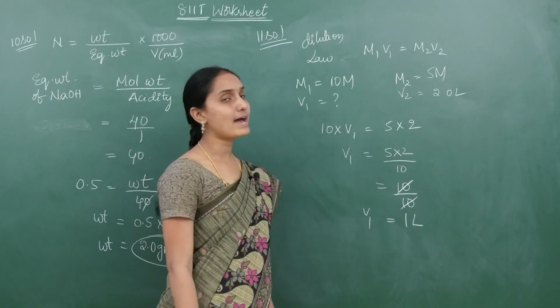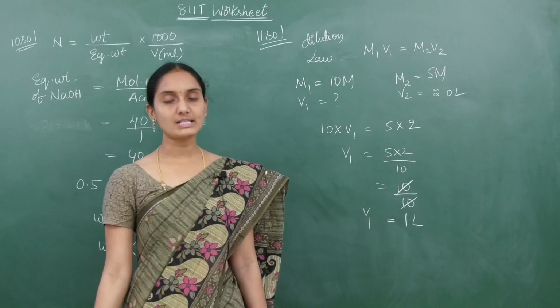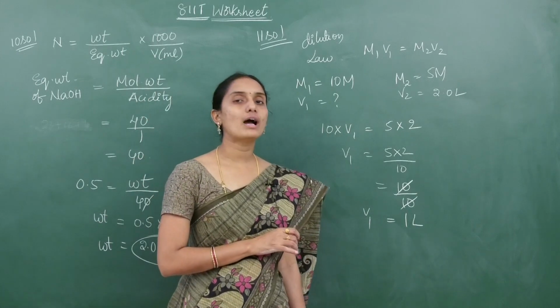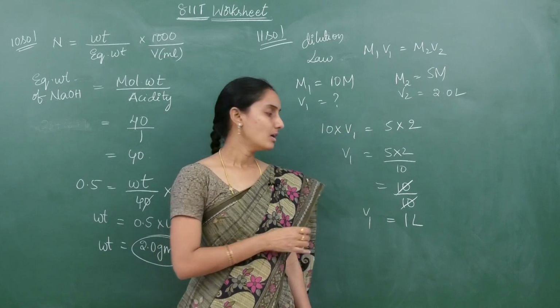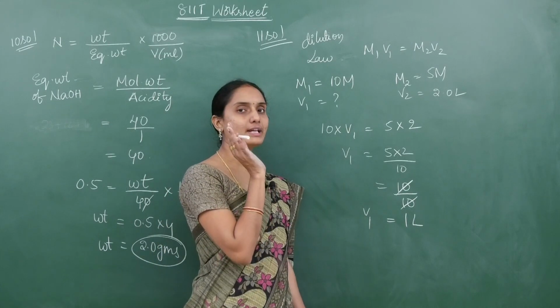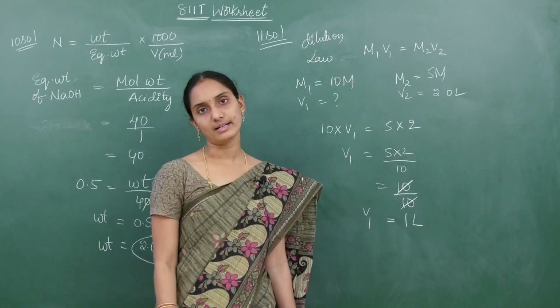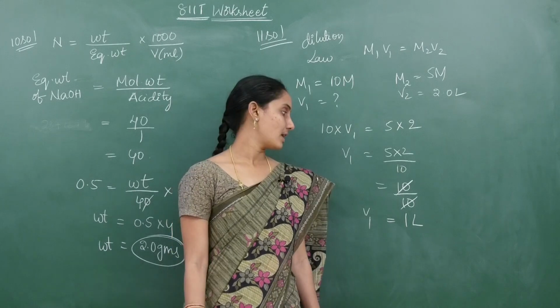So this question may be asked in another way also. If the same question is asked, how much amount of water is added in this, then what you have to do is, 1 liter is the initial volume, final volume is 2 liters. How much amount of water is added? 1 liter water is added. So that can also be asked as a question.